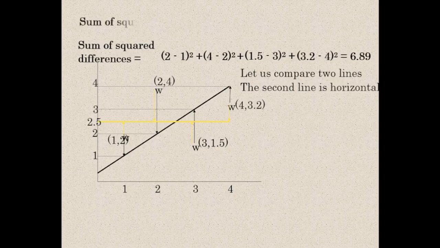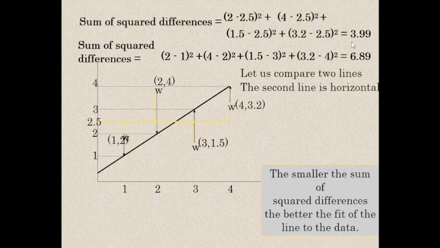From all these points, the sum of square differences is coming to 3.99. Now what? Which one is the best one? जहाँ पे sum of square differences सबसे minimum आए. Okay, so that is the best line, or the best fit line. Smaller the sum of square differences, better the fit of the line to the data. So which one is the fittest one? 3.99, that is this yellow one, horizontal one.